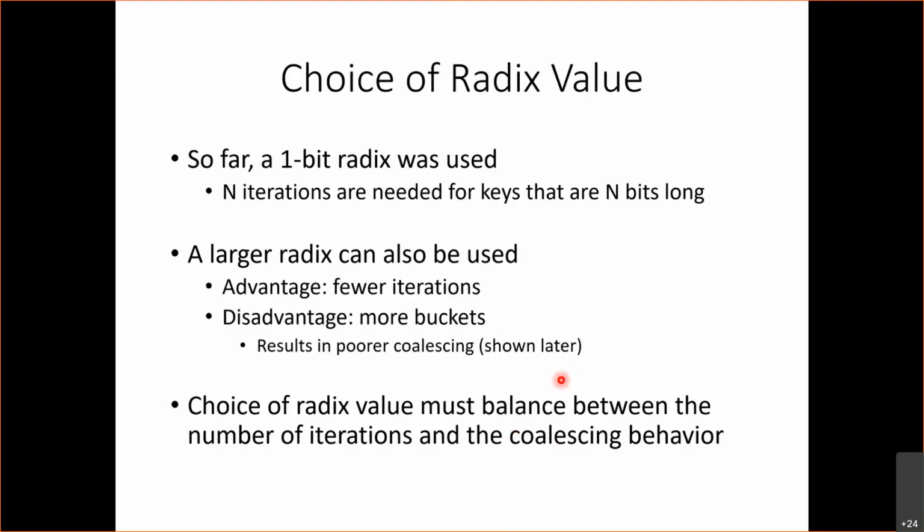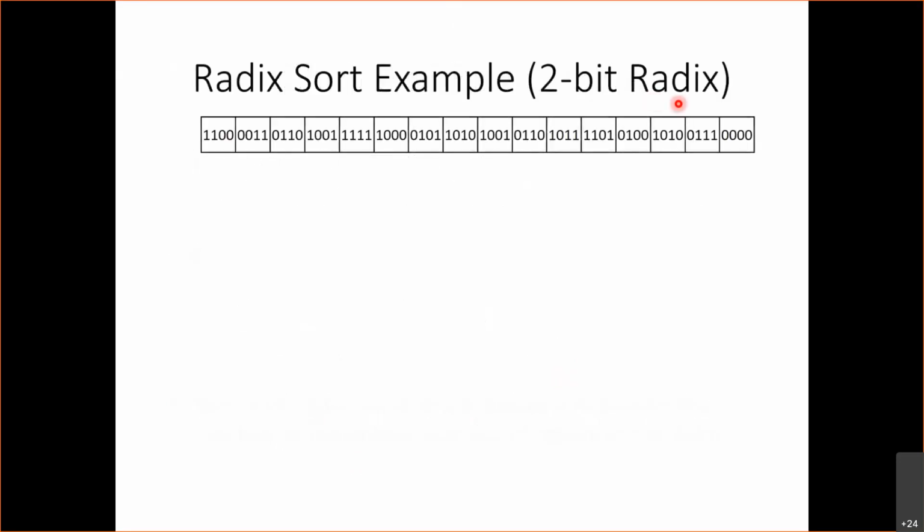Okay. How do we do the scan with the higher radix? Let's take a look at that. So let's now look at the example of a 2-bit radix. Let's say I have this input array over here, and instead of using a 1-bit radix, I'm going to use a 2-bit radix. So I start by looking at the lower 2 bits, and they're either going to be 0, 0 or 0, 1 or 1, 0 or 1, 1.